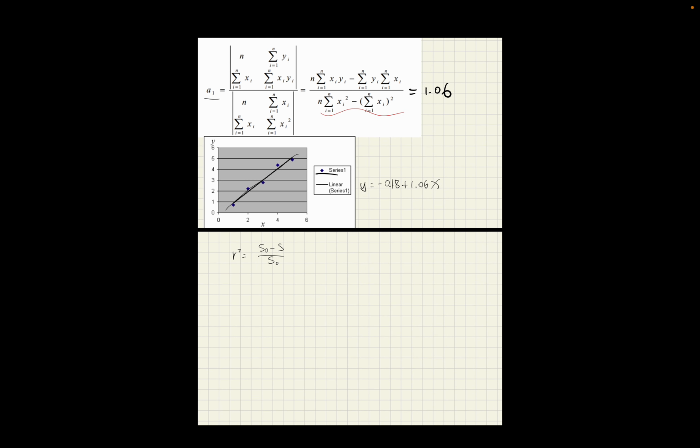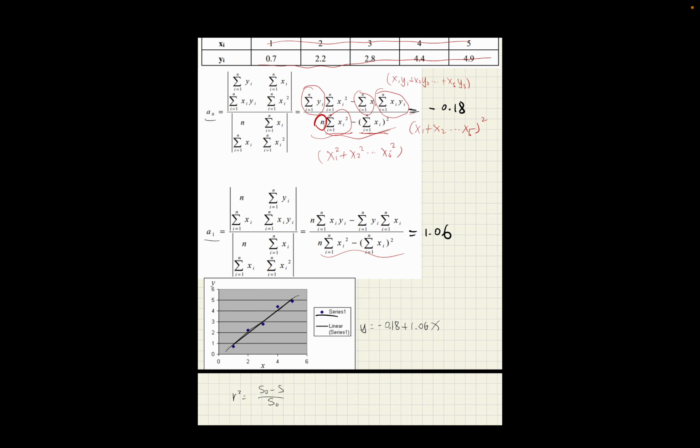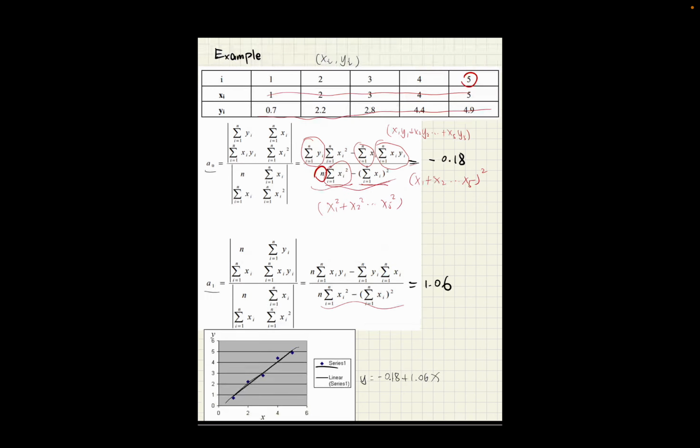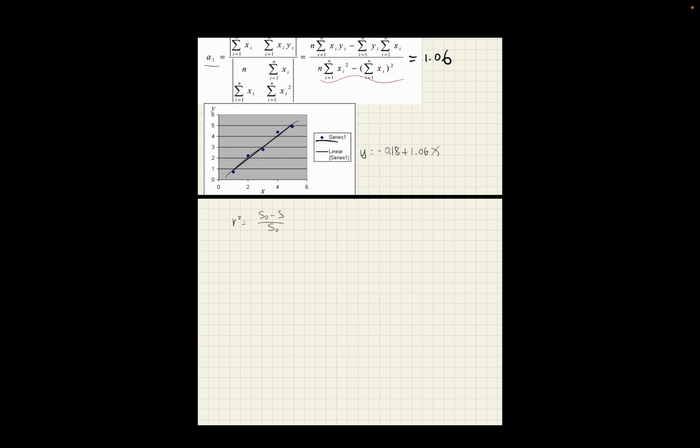If you are unable to plot this, if you don't have a computer or you don't have MATLAB to do that, you can, as we said, compute the correlation coefficient, R. Pretty simple. R squared is equal to S0 minus S over S0. So S0 would be the sum of yi minus y average, squared.